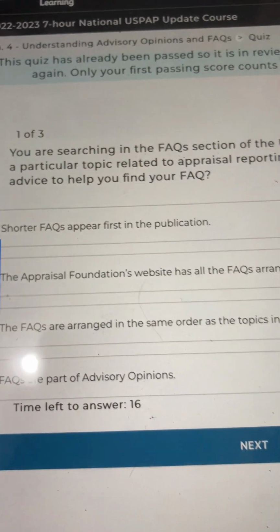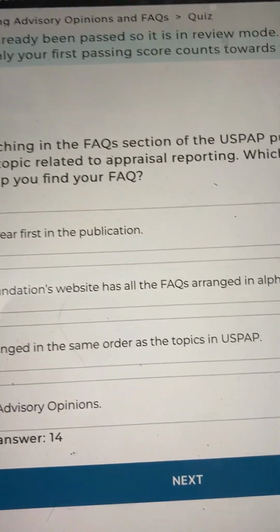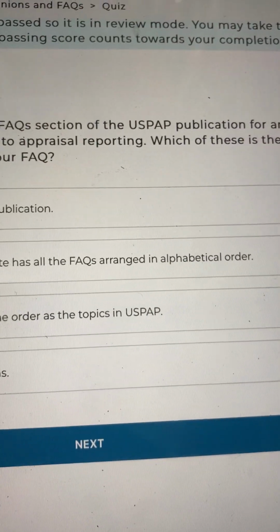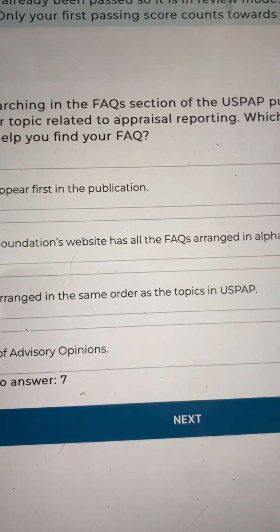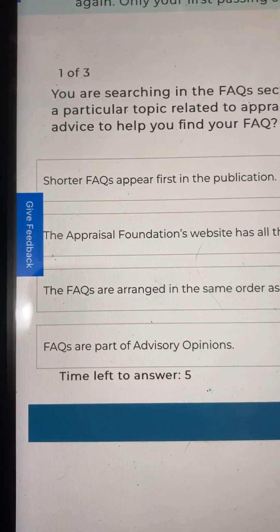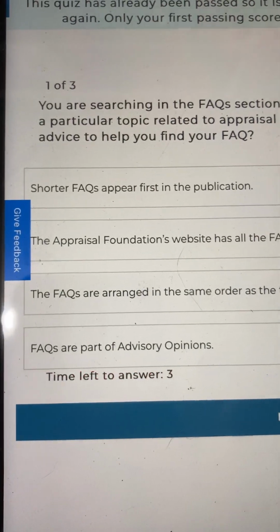B. The Appraisal Foundation's website has all the FAQs arranged in alphabetical order. C. The FAQs are arranged in the same order as the topics in USPAP. Or D. FAQs are a part of advisory opinions.